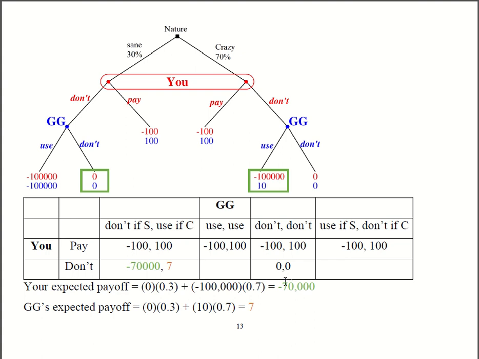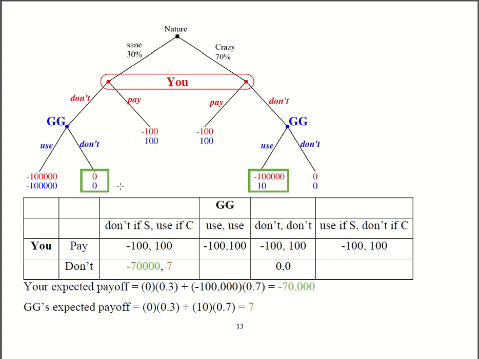So another strategy for Grenade Guy is he could play don't use the grenade if we're sane, but I will use it if I'm crazy. So that's modeled as don't if S, use if C. Don't if sane, use if crazy. That means that we're either going to be over here with this payoff if he's sane. If he's crazy, they're going to be over here getting these payoffs. So we've got to take expected values of these two possibilities to find out what should go in our table.